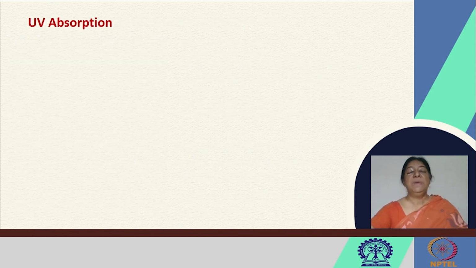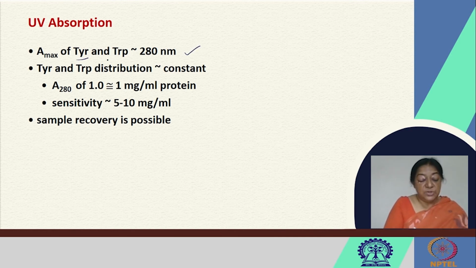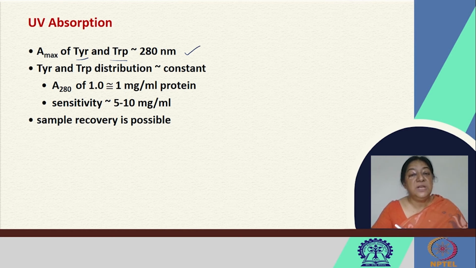If we look now at methodologies to see whether we have any protein present in the fractions, we use methodologies such as UV absorption. We know that if we look at the absorption at 280 nanometers and we have tyrosine and tryptophan present in our proteins, then we will have a typical absorption that we will see at 280 nanometers.